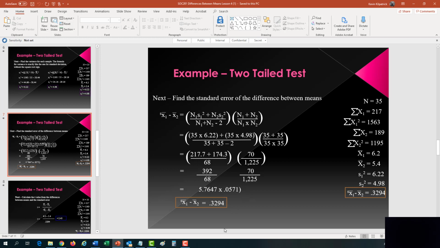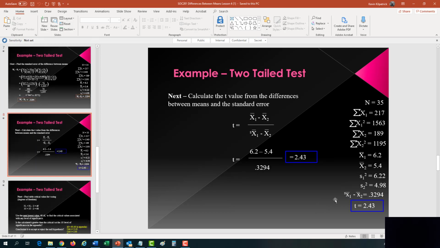stuff, all this work we had to do, we get this tiny little number, 0.3294. And I'm going to put that over here because I'm going to need that number for the next step, which is so much easier, thank the maker. In order to get the calculated t-value, I just need to do this simple fraction. I need the first mean minus the second mean divided by the standard error. Okay? So I have both the means over here. The first mean 6.2 minus the second mean 5.4, and then that number I divide by 0.3294.